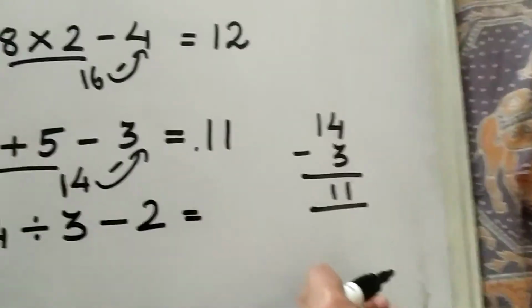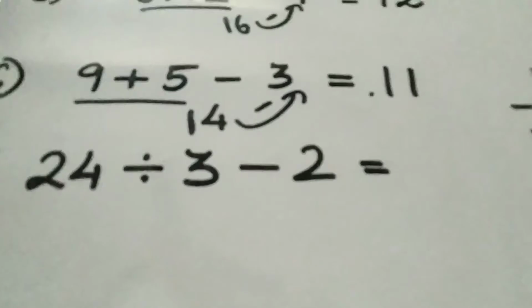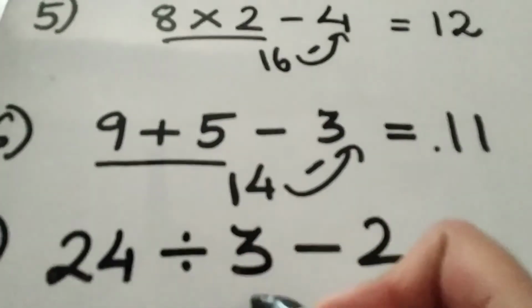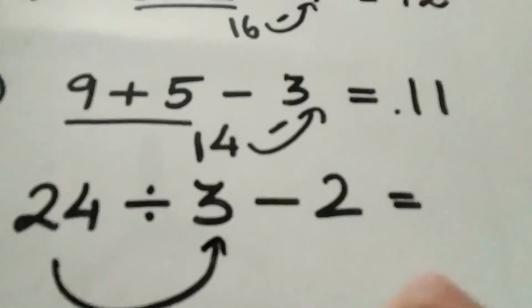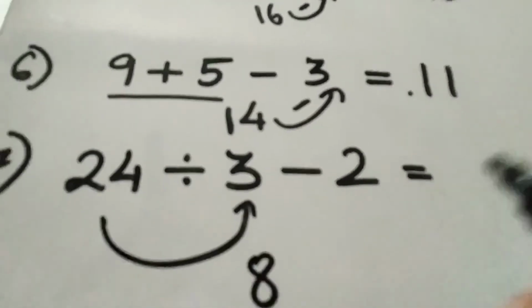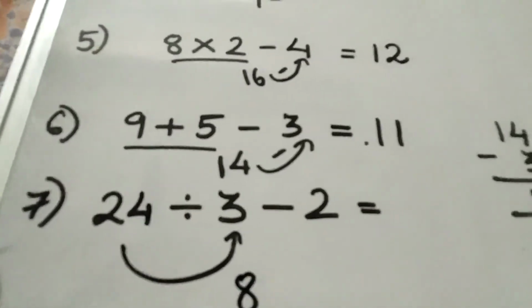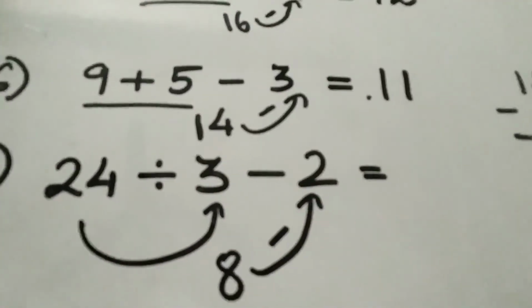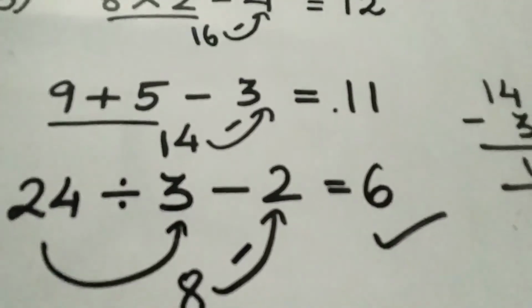Okay, let's come to the last part, children. The last part of the question is 24 divided by 3. So 24 divided by 3, what will be the answer? When does 24 come in the table of 3? 3 eights are 24. You should learn your tables properly to do this exercise. So then we are going to do 8 minus 2. What is 8 minus 2? It is 6. So your answer will be 6 over here.